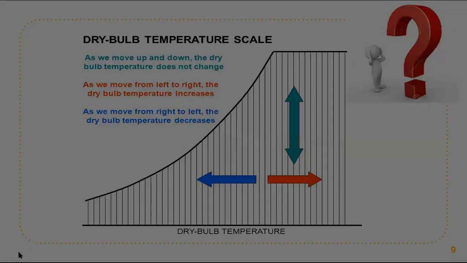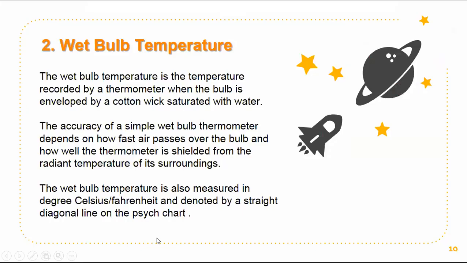Okay, now we move to the next temperature. So we go to the wet bulb. How do we distinguish the wet bulb temperature from the dry bulb, aside from where you're going to find it in the psychrometric chart? You should be able to distinguish one from the other. So when we speak of the wet bulb temperature, it is the temperature recorded by your thermometer when the bulb is enveloped by a cotton wick saturated with water.